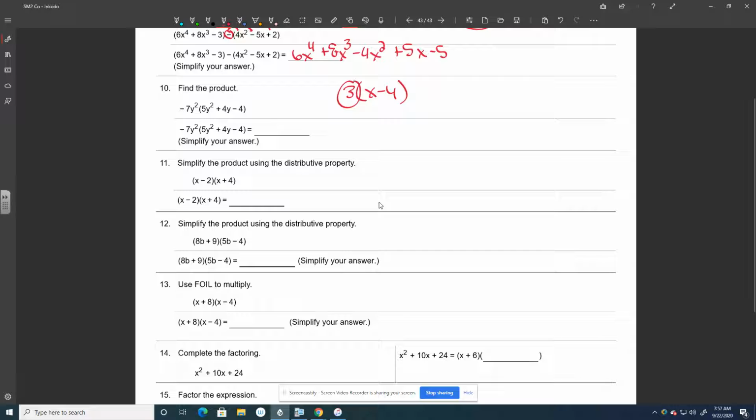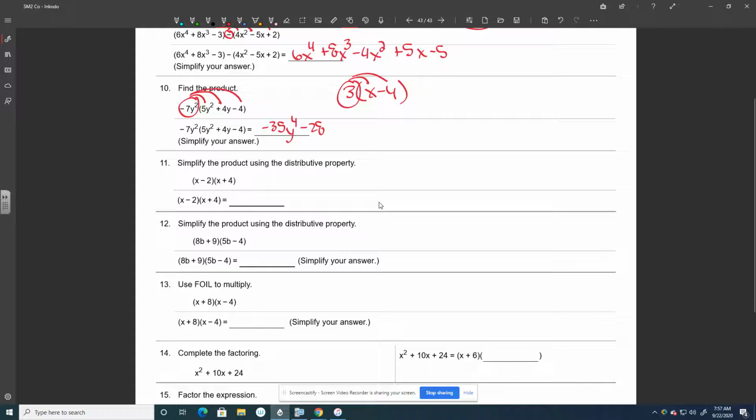You had to take the number on the outside and times it by everything on the inside. So I take this negative 7y squared and I times it by everything on the inside. So negative 7 times 5 is negative 35. But then I have to do y squared times y squared, which is y to the fourth power. So then negative 7 times 4 is negative 28.